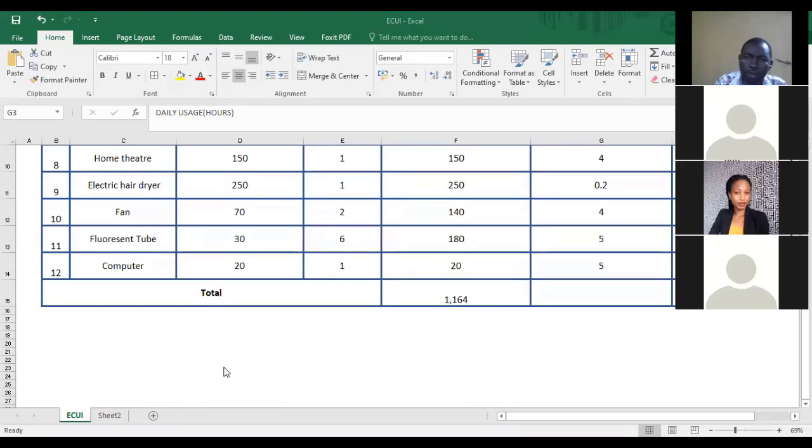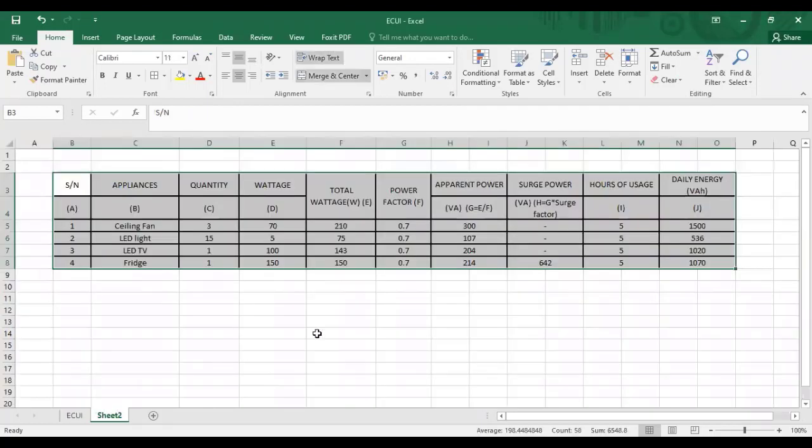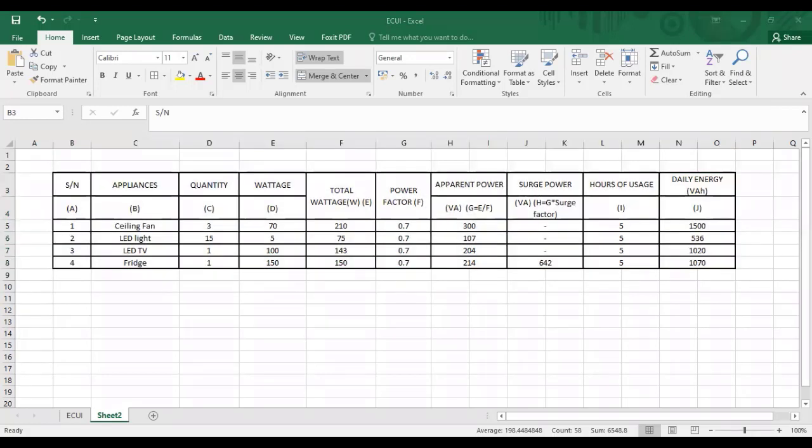So now I'm going to open the second sheet. For the second sheet, we have almost the same, but with some adjustments, because here I'm trying to introduce the apparent power and the surge power into this table. But before that, I need to explain what the power factor simply means. What is the power factor?